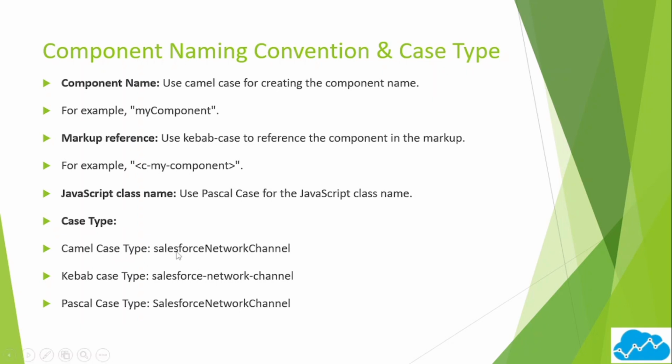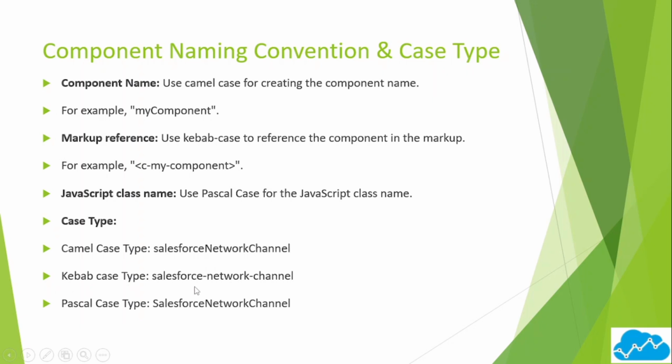In this we are seeing the first word, first letter is a small letter and all the next words will have the first letter capital. So like this. Hence the S is a small letter and all remaining words will have the first letter capital. Kebab case type.